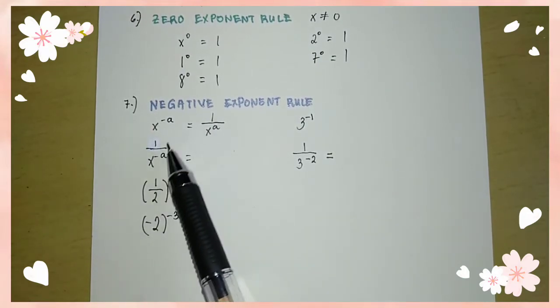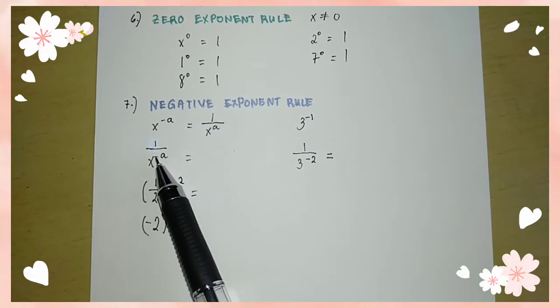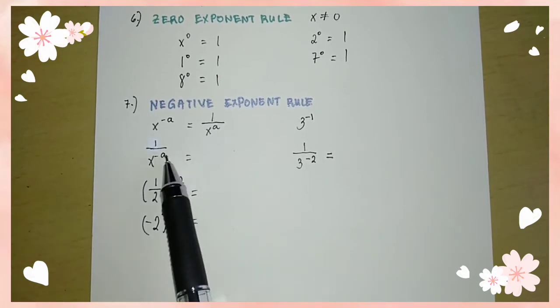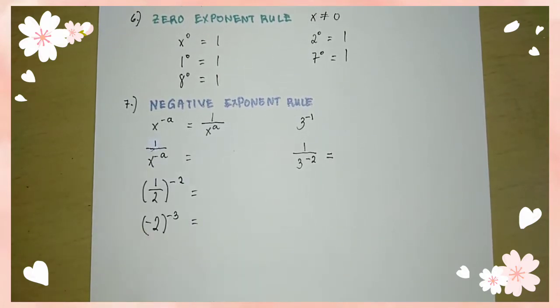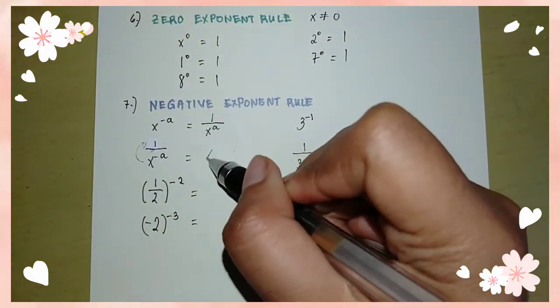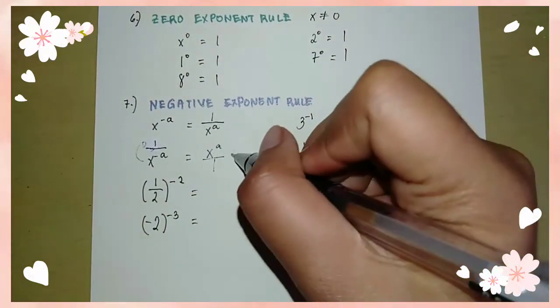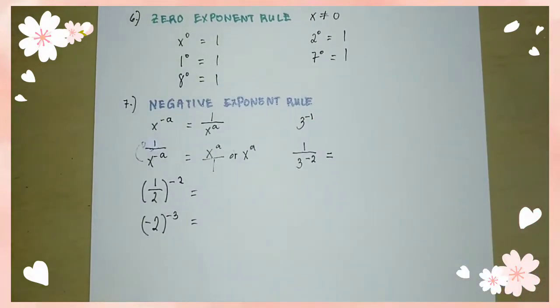So, next example, we have 1 over x raised to negative a. Paano naman, ma'am, kapag yung denominator ang merong negative exponent? As you can see, itong denominator yung merong negative exponent, no? So, ang gagawin nyo dyan is itataas nyo siya or ilalagay nyo siya sa numerator. Ilalagay nyo lang siya dyan. And then, ito na yung magiging sagot natin dyan. X raised to a over 1 or x raised to a na lamang siya.